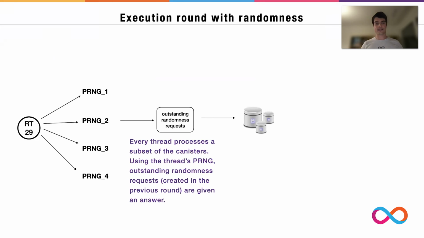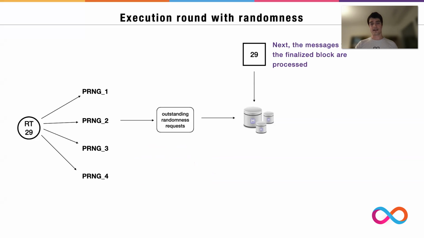Each thread processes a subset of the canisters. And maybe some of these canisters have made a request for randomness in the previous round, which we just said is asynchronous. So we have some piece of the state that says, here are the outstanding randomness requests that are still waiting for an answer. And so now using the pseudorandom number generator, we can give those answers back to the canister. And of course, we process the messages from the finalized block in this canister as well.